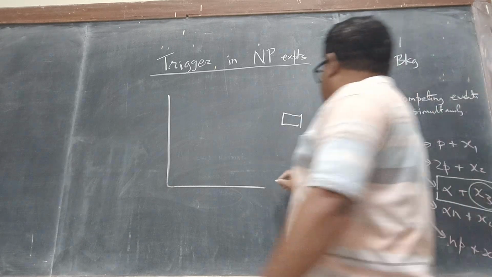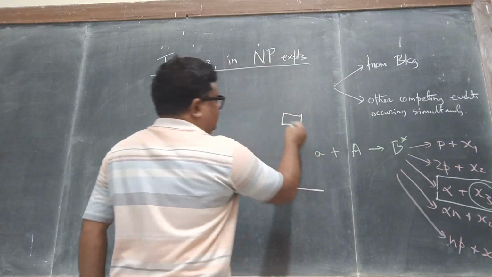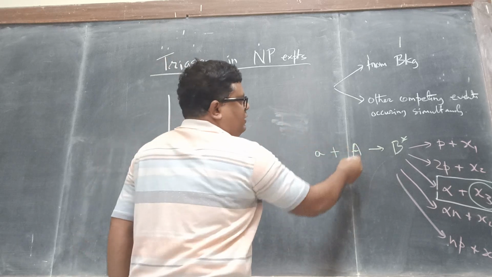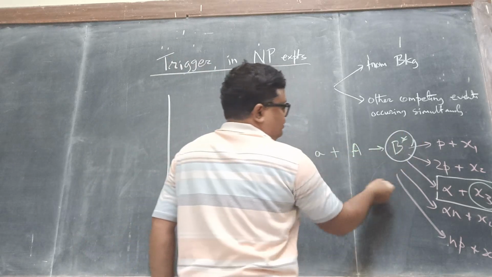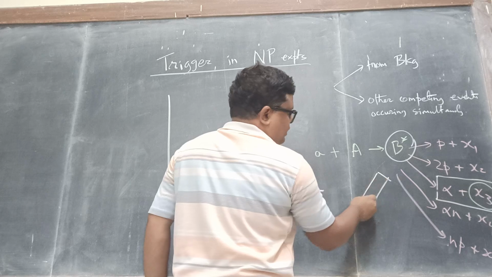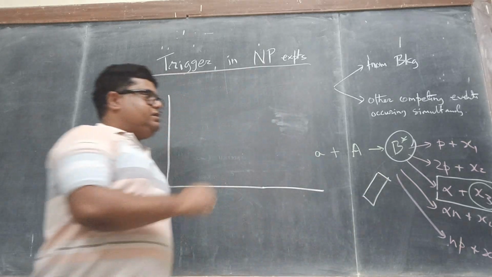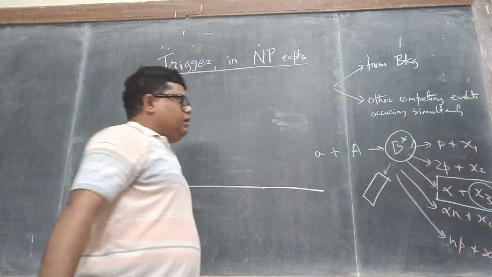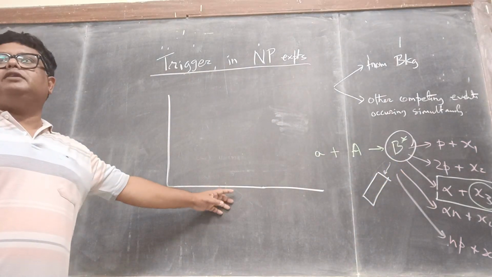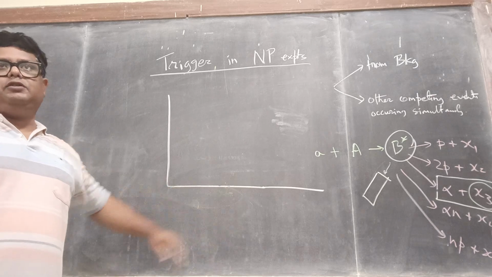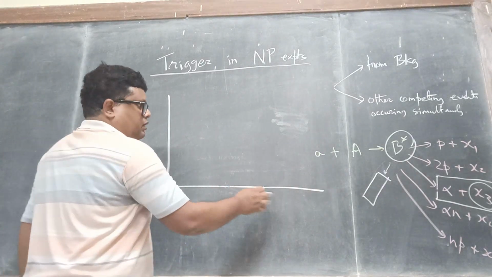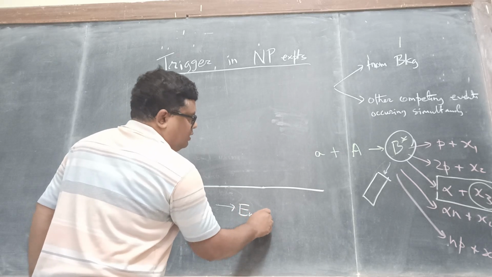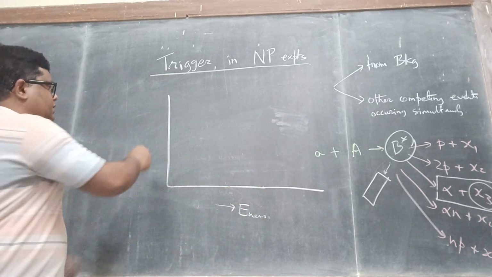Okay. Suppose for the time being, let us think that we have used only one detector to study this nucleus B star. So this is the detector we have placed, and we are studying whatever is coming off from the detector. Now what do you think you will expect to see in the spectrum? Suppose this is the spectrum, this is the energy, and these are the counts.